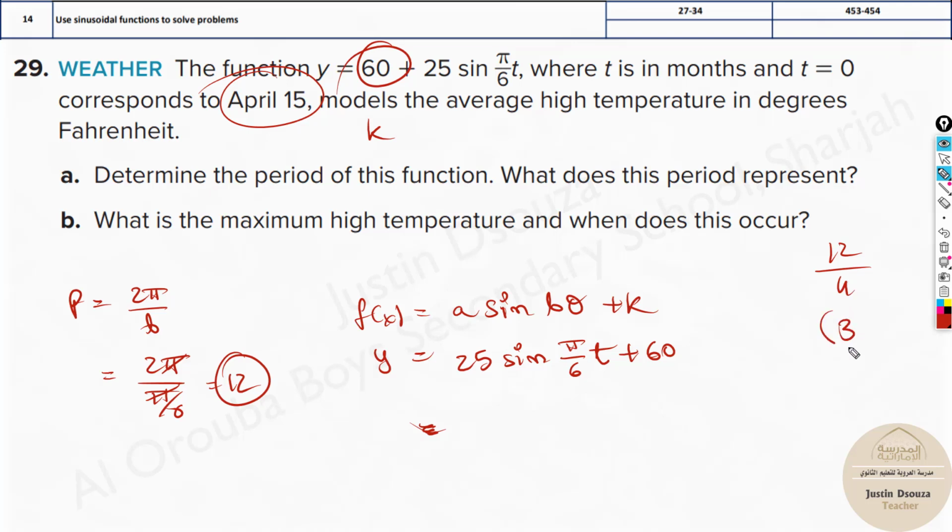What is this answer? 3. So this is the step. Yeah, 3 is the step. Now why did I write this? I'll show you now in the calculator.